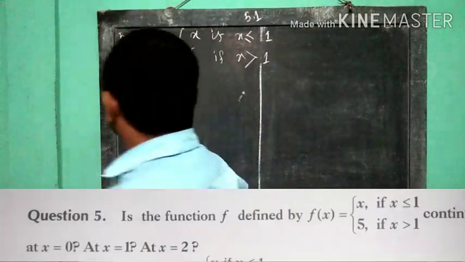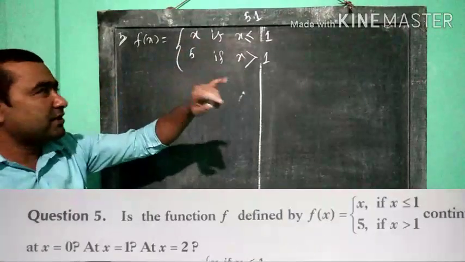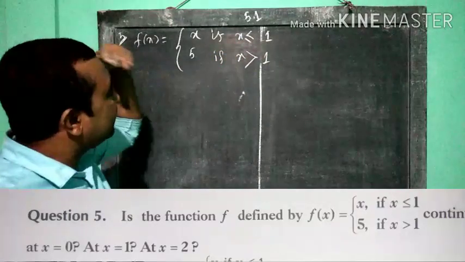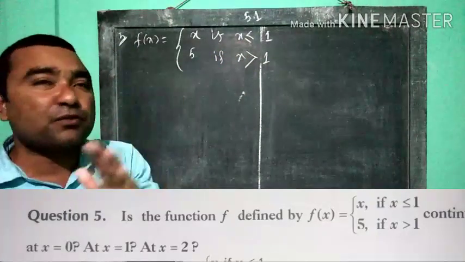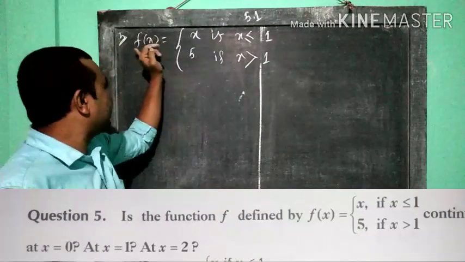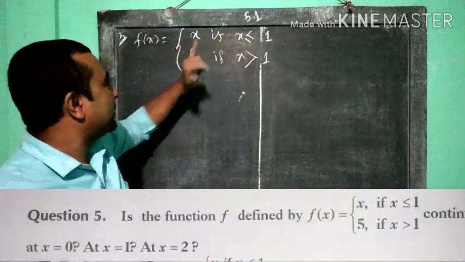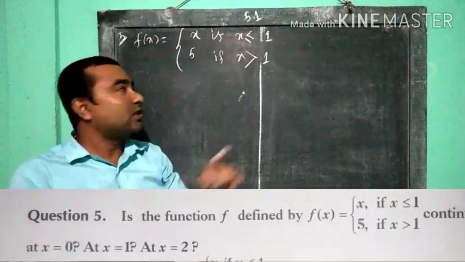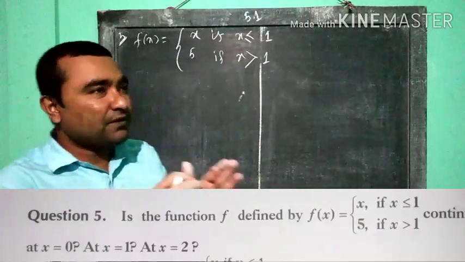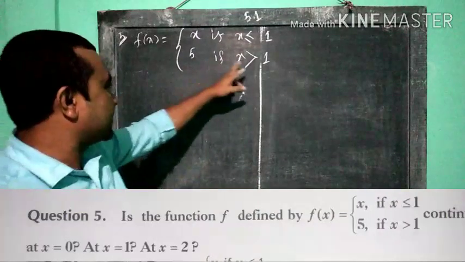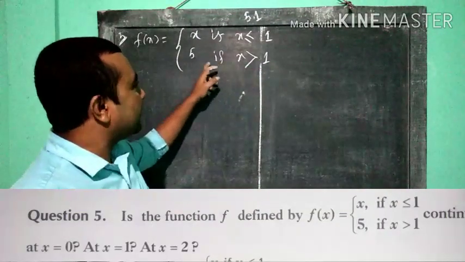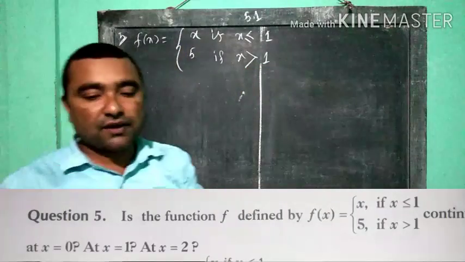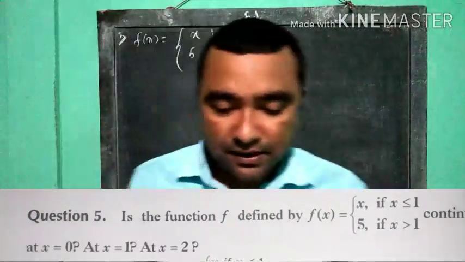The function is given f(x) equal to x if the value of x is less than or equal to 1, then the value of the function is x. If x is greater than 1, then the value of f(x) equal to 5. So how to check it? Here it is given here.